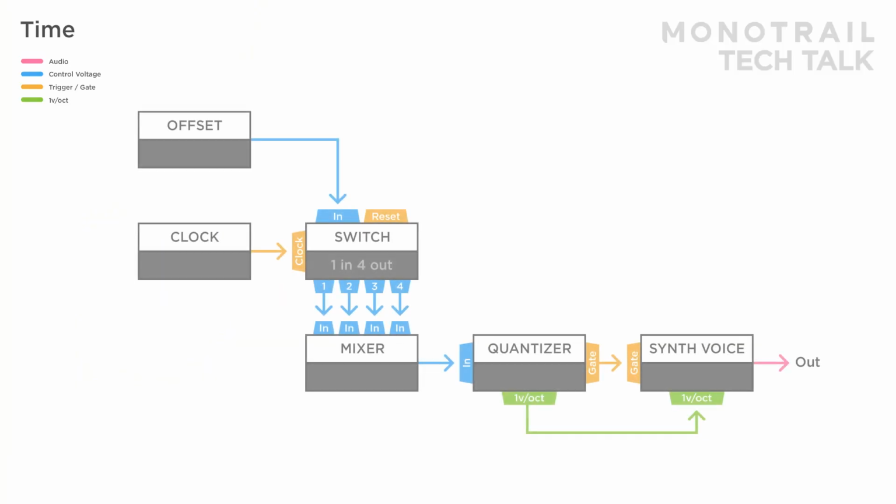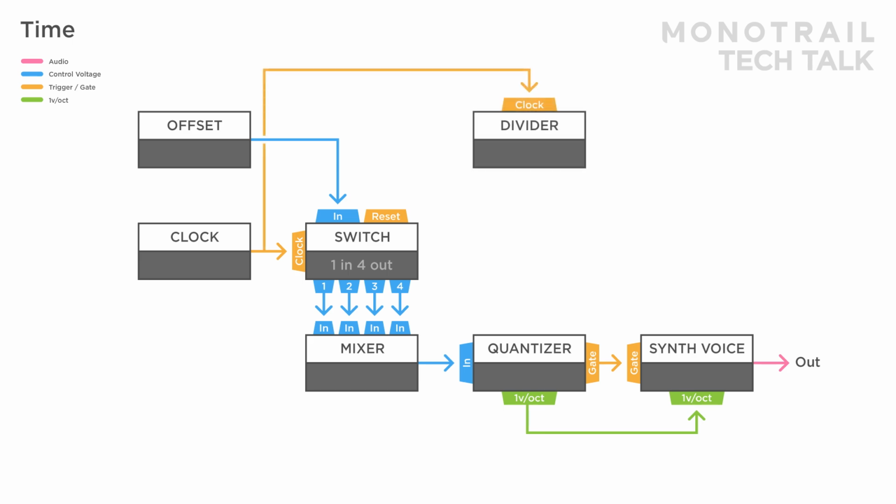If the switch has a reset, you can use that for similar effects. Just send an unsynced LFO, random gate or clock division to the reset input to create longer sequences. Again, clock the quantizer directly. Here, a divide by 7 clock division is used.